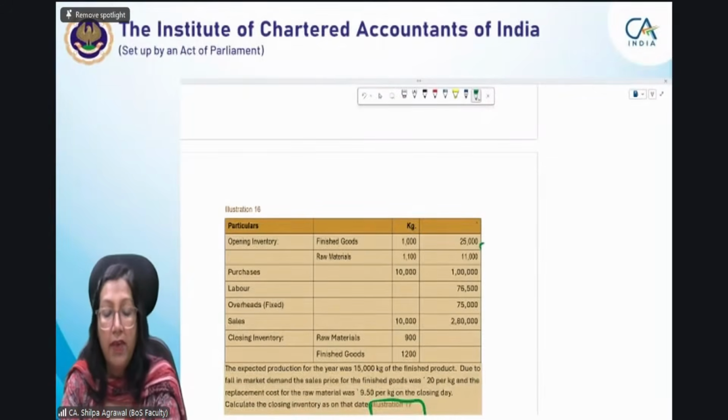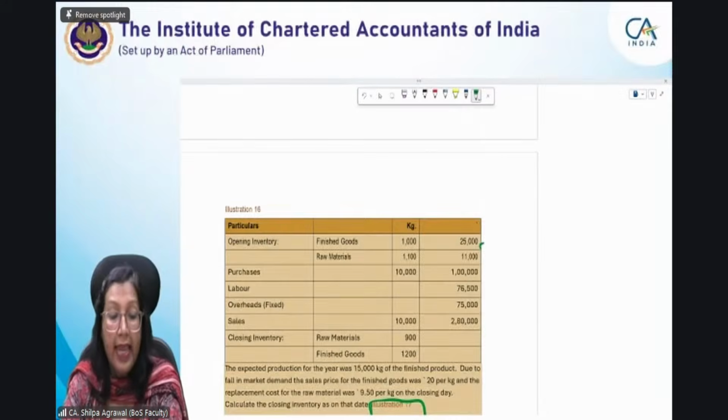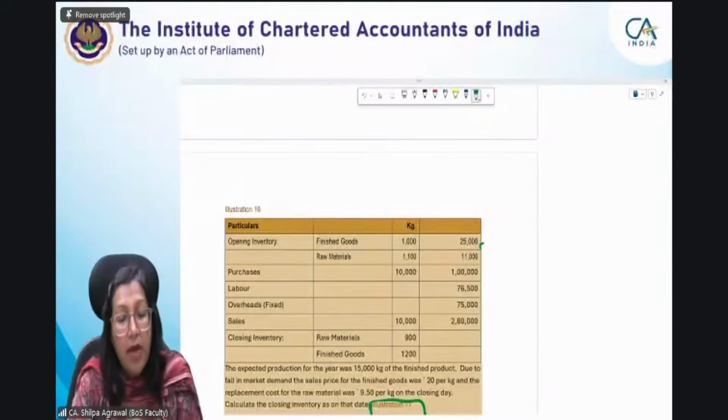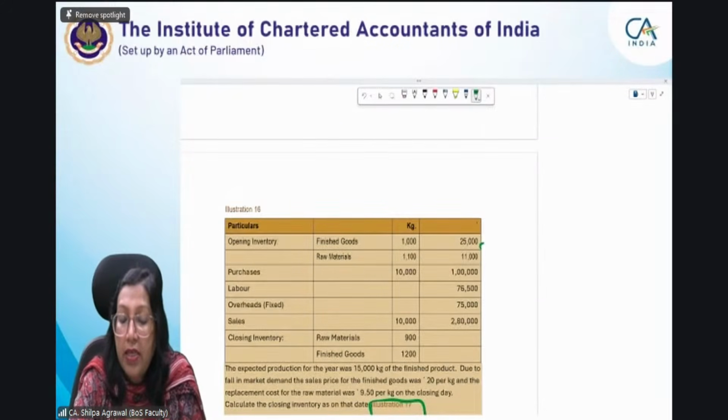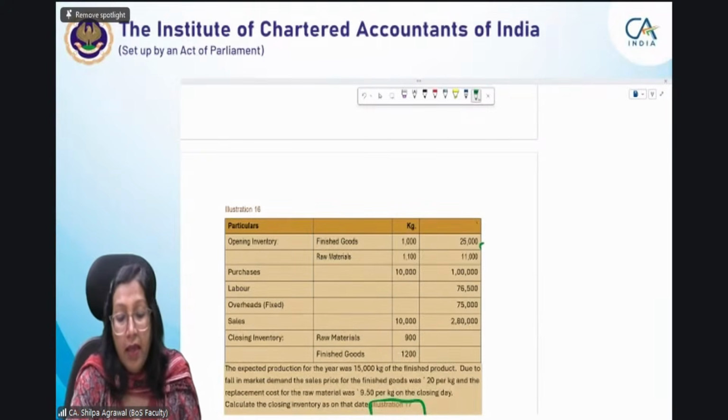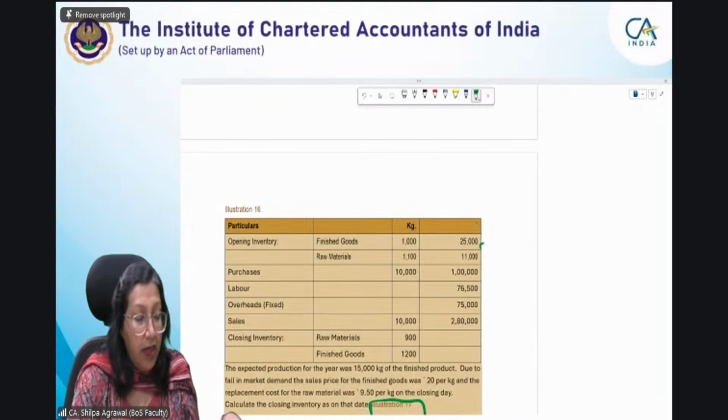Closing inventory, we have raw material of 900 and finished goods of 1,200. The expected production for the year was 15,000 kg of the finished product. Due to fall in market demand, the sales price for the finished goods was 20 per kg and the replacement cost for the raw material was 9.5 per kg. Calculate the closing inventory on that date.